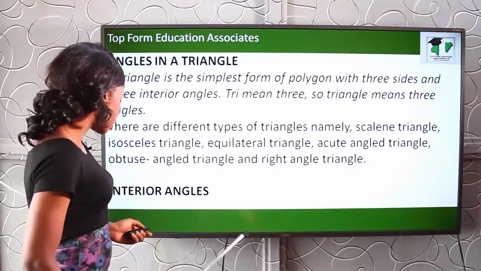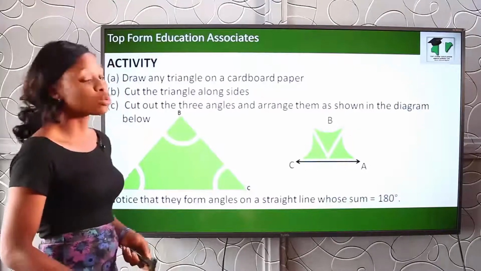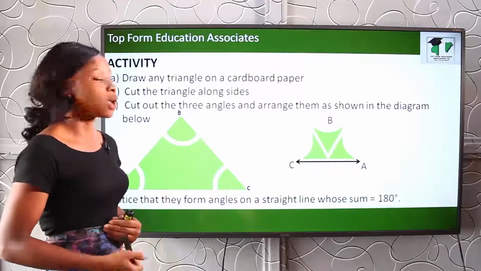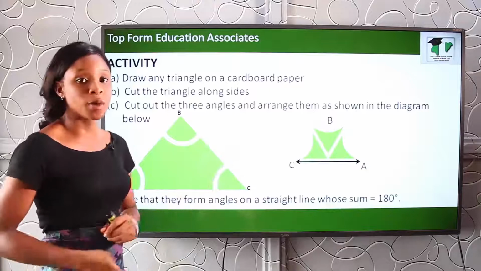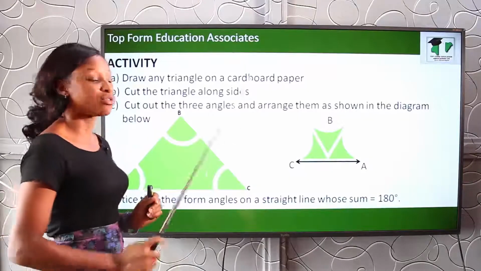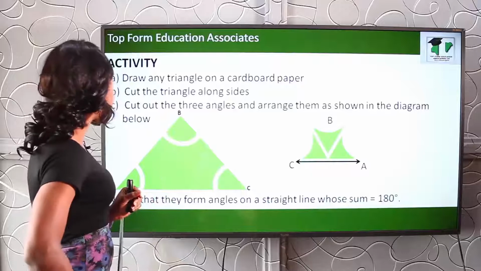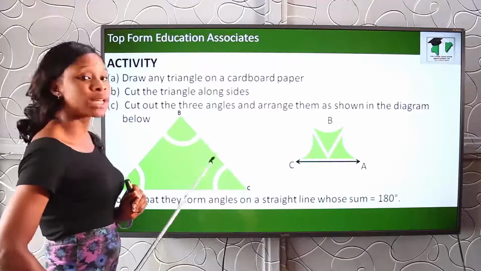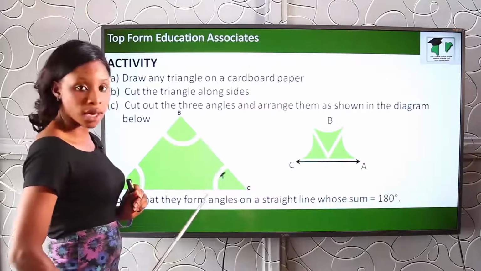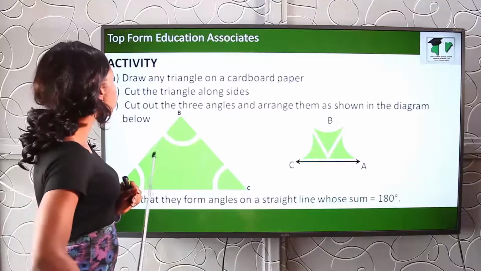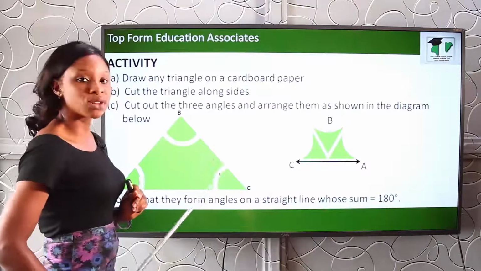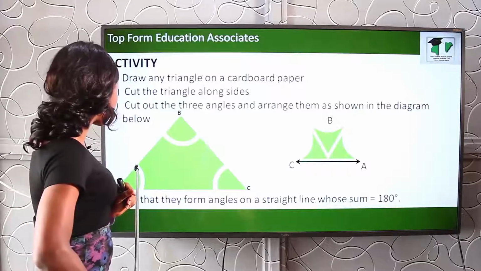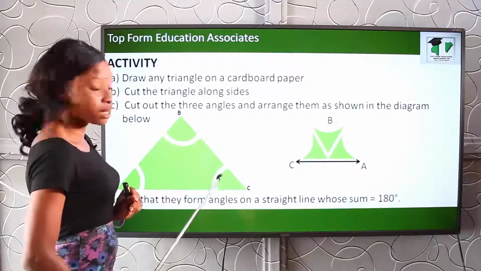Now, interior angles. To properly understand interior angles, we're going to do some class activity, okay? Now, you are going to get a cardboard paper. You are going to draw a triangle shape on your cardboard paper and label it A, B, and C, just like we've done here. Now, when you do that, you're going to cut out the triangle from your cardboard paper. You're going to cut it out along its sides. Then, you're going to make 3 angles from that triangle. You're going to give it an angle in A, B, and C.